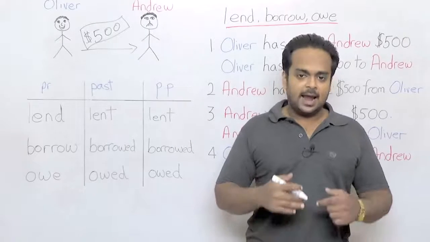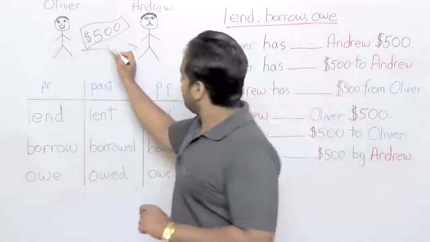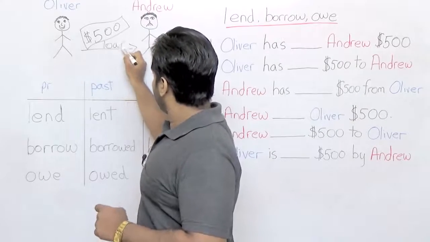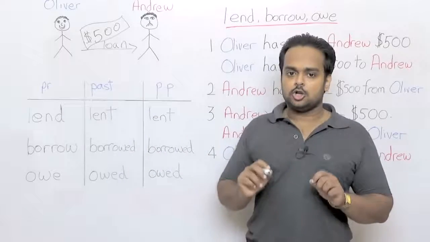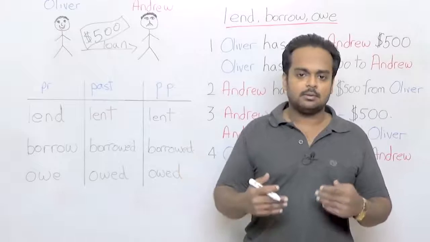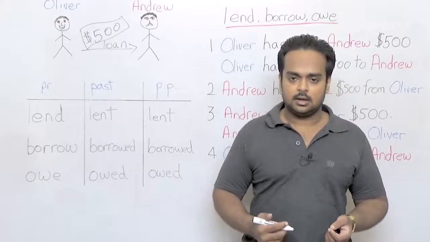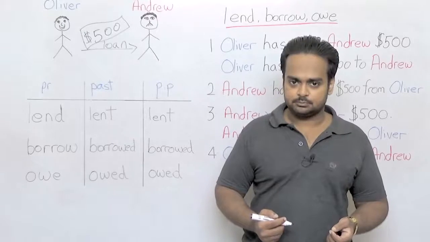Now the important thing is that this money, this $500, is not a gift. That's because Andrew has to repay the money. So we call it a loan. Loan means that the money has to be repaid, like when a bank gives you a loan and you have to pay the bank back that money.